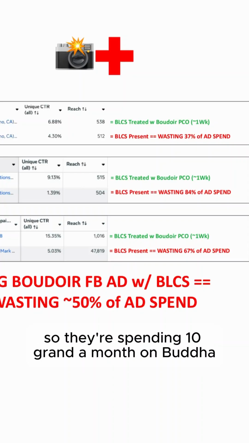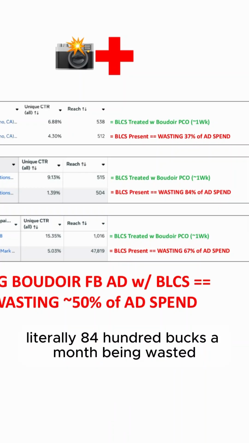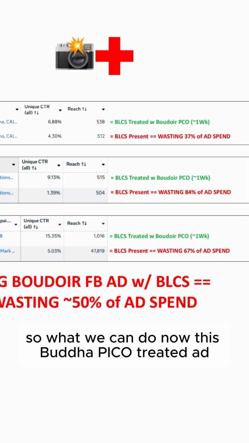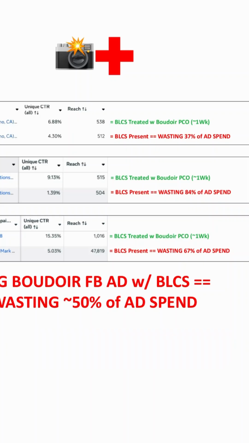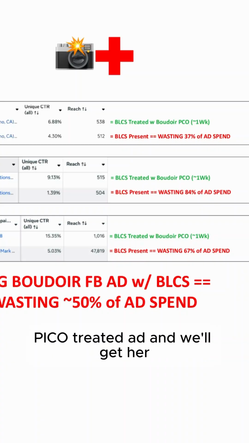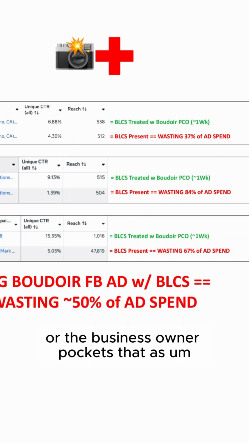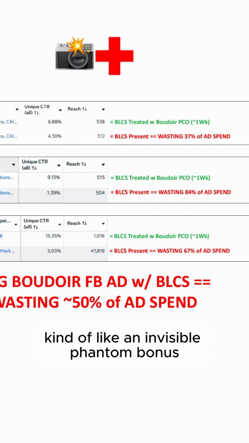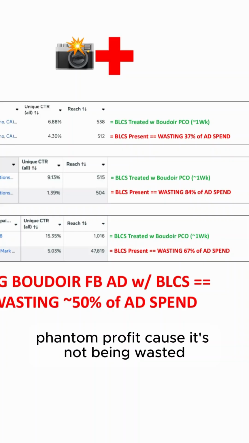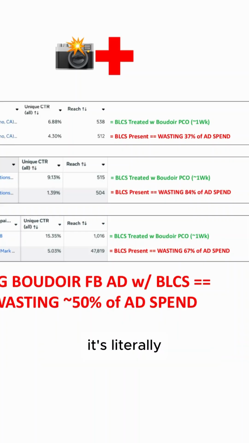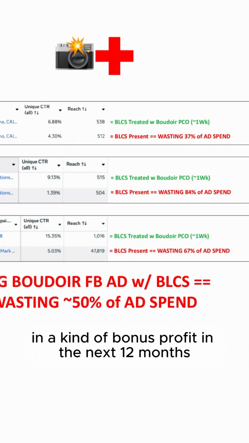So if they're spending 10 grand a month on Boudoir Facebook ads, literally $8,400 a month is being wasted, thrown out the window. So what we can do now with this Boudoir PCO treated ad is eliminate that wasted ad spend, only spend the difference, $1,600 a month on the Boudoir PCO treated ad, and we'll get our ad into the same number of women's brains as the original at 10 grand a month spend. So massive gains there, and the business owner pockets that $8,400 as kind of like an invisible phantom bonus, phantom profit, because it's not being wasted. It's literally something like 100 grand in bonus profit in the next 12 months.